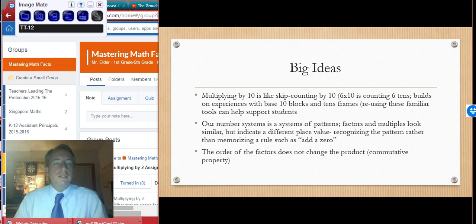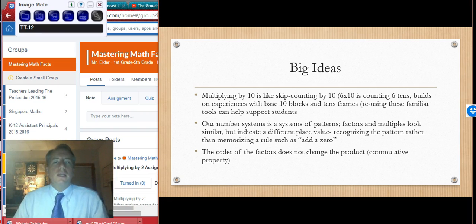Obviously, one of the big ideas, and this will probably come up every single time, is that our number system is a series of patterns. And so when we start talking about factoring and factors, those are so much easier to find when we understand the patterns that our number system follows. That is opposed to the idea that, well, when you multiply by 10, just add a 0 to the end. We know that's not mathematically what you're really doing. It's maybe a shortcut, but it also shortcuts kids' understanding, especially when we introduce that idea too early.